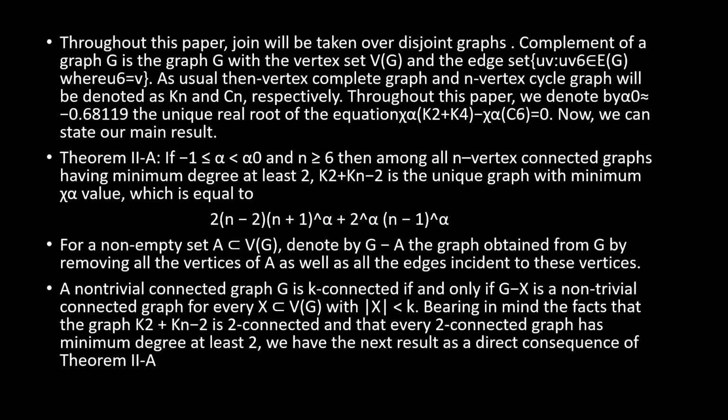For a non-empty set A belonging to V(G), denote by G − A the graph obtained from G by removing all the vertices of A as well as all the edges incident to these vertices. A non-trivial connected graph G is k-connected if and only if G − X is a non-trivial connected graph for every X belonging to V(G) with |X| less than k. Bearing in mind the fact that the minimum degree is at least 2, we have the next result as a direct consequence of Theorem 2a.